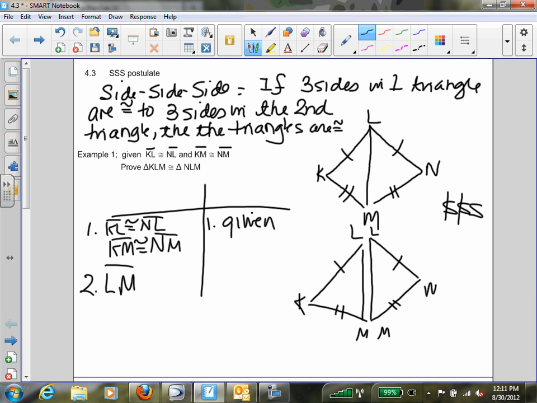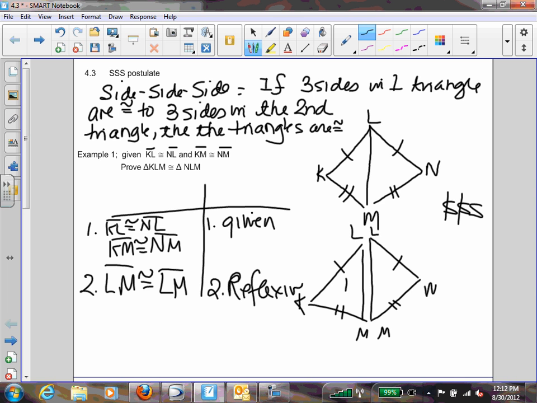Segment LM is congruent to LM. We want to make sure the order is right. I'm going from the side on this first triangle that goes from a 1 tick to a 2 tick, right? So we want to make sure we get the same direction. In other words, if we say LM, do I need to say LM for the right, or do I say ML? Which one do I need to say? LM. I'm going from 1 tick to 2 ticks, right? So why can I say LM is congruent to LM? It's reflexive. That's right.